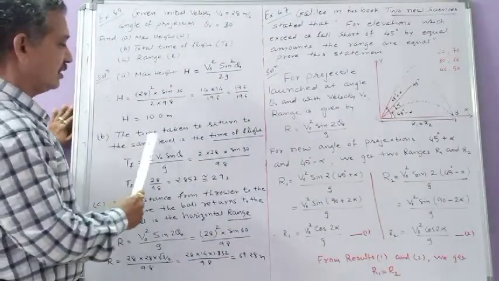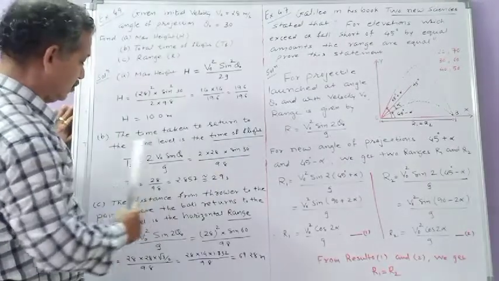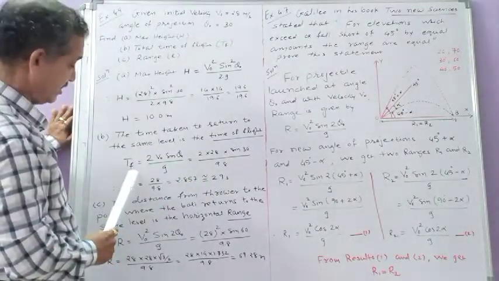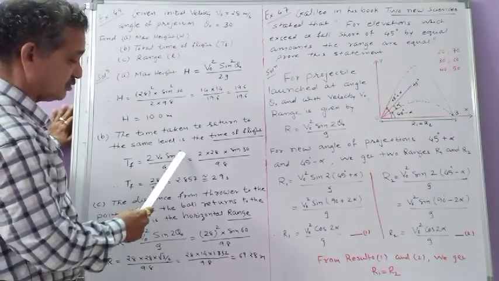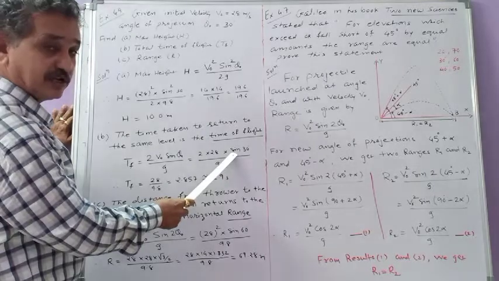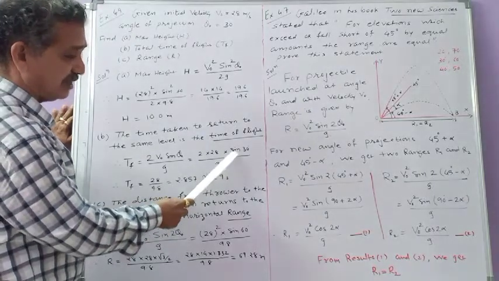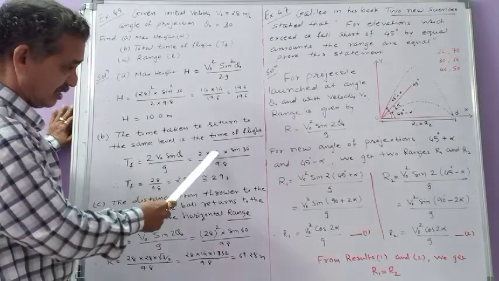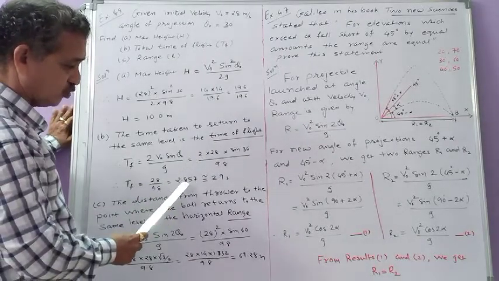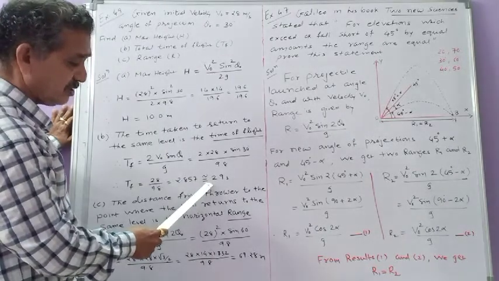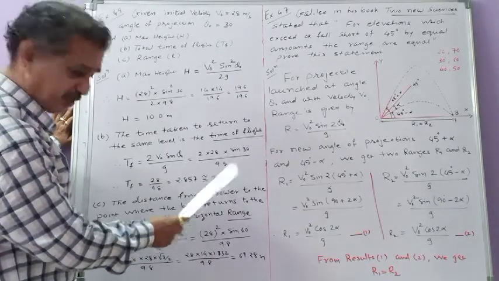सेकंड वन, the time taken to return to the same level is the time of flight, and this time of flight is given by 2 times v0 sin θ0 upon g. So 2 into 28 multiplied by sin 30 upon 9.8. sin 30 की वैल्यू फिर से 1/2, ये 2 यहाँ से कैंसिल. तो आपको 28 upon 9.8 and it is 2.857 सेकंड. Its round of figure is 2.9 second.